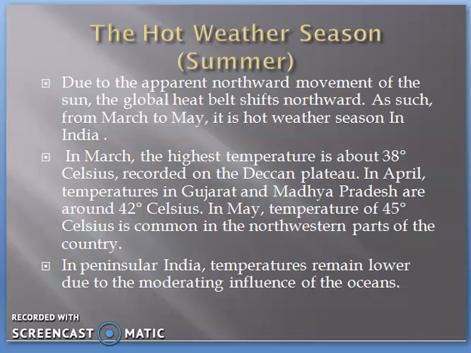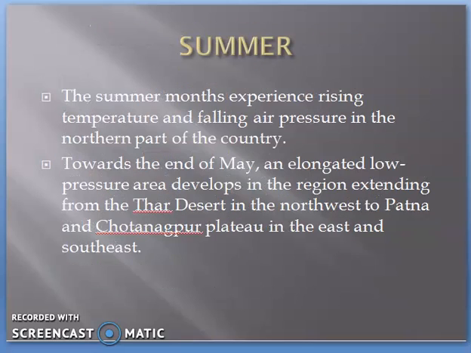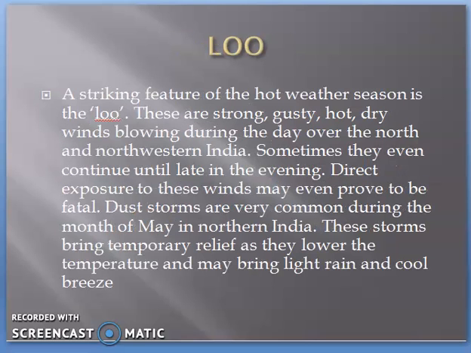In peninsular India, the temperature remains lower due to the moderating influence of the ocean. In case of the summer, we all know the temperature is rising, and due to the rise of the temperature, the air pressure is falling in the northern part of our country. Towards the end of May, in this region, particularly the Thar Desert area, Patna, Chhotanagpur region, low pressure develops due to the high temperature only.